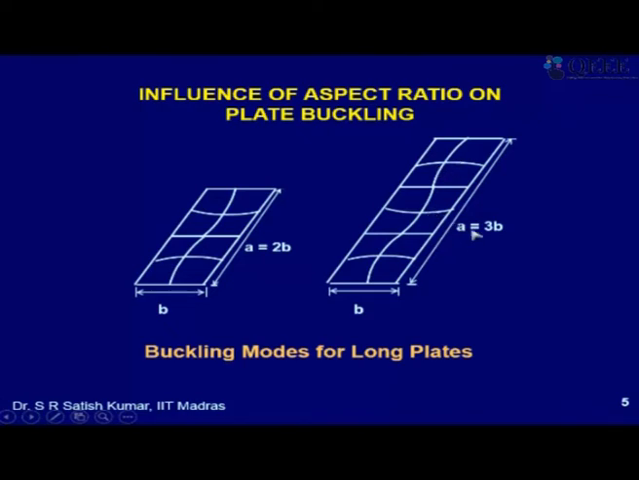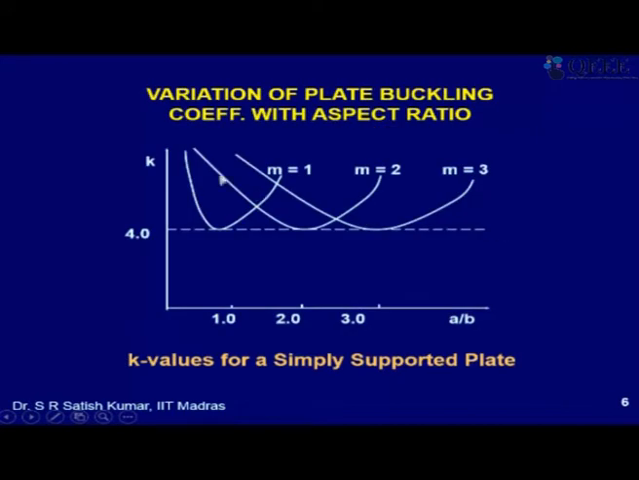Suppose the length was 2.7 times B, which is not an integral multiple of B. Then also it will try its best to divide into 3 equal panels. So the panels may be 0.9B, 0.9B and 0.9B, and 0.9 into 3 will give you 2.7B. That is how it will divide. So what we are saying is that in reality the coefficient K will vary like this. This is for a plate with all 4 edges simply supported.